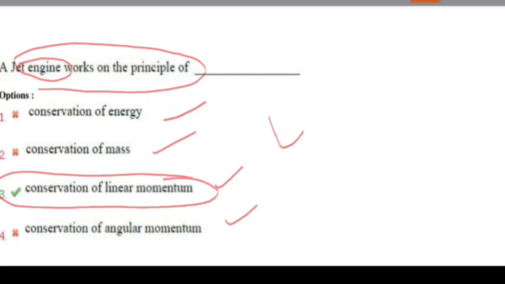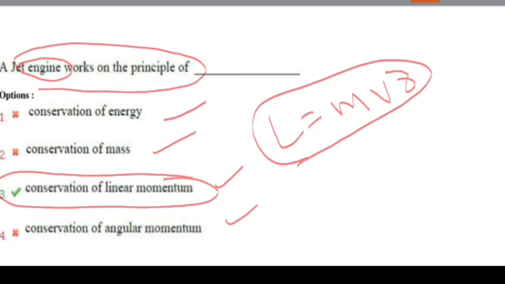We know that momentum equals mass into velocity. So the jet engine works on the principle of conservation of linear momentum. Let's see the next question.